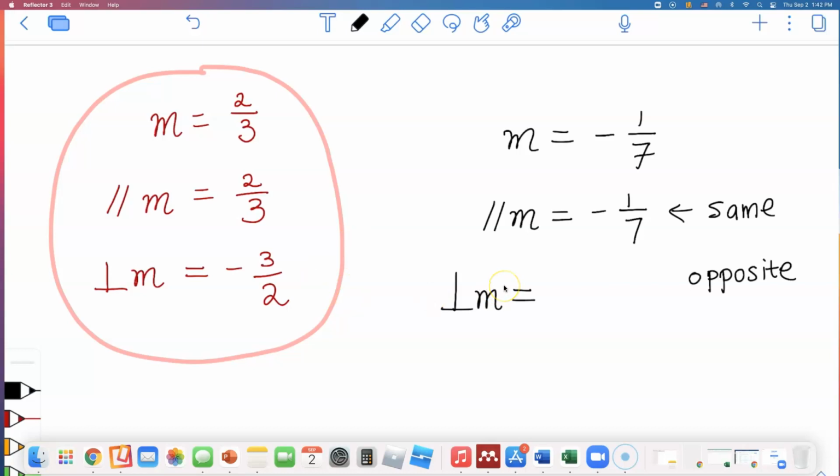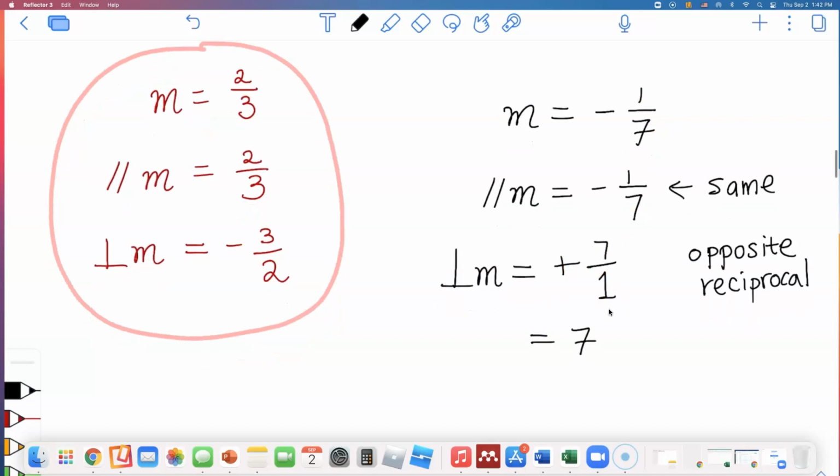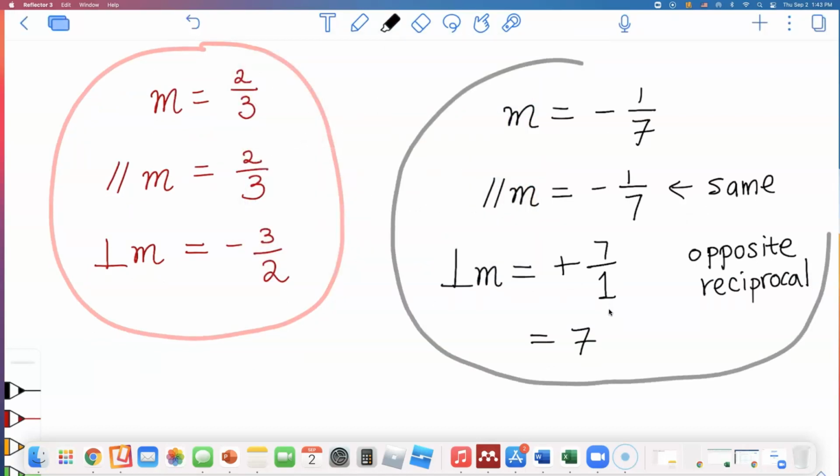So the sign will be positive, and we need to make it reciprocal. We have to flip that fraction. So if you flip 1/7, that will be 7/1. But we don't really write it like that, right? Plus 7/1, that is the same as what number? Just 7. So that was another example of a set of slopes, parallel slope and perpendicular slope.